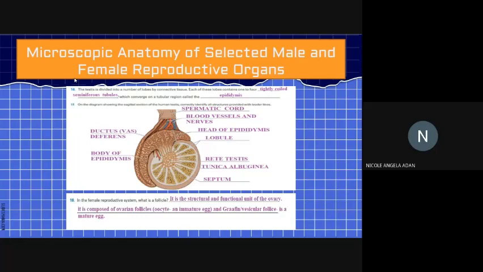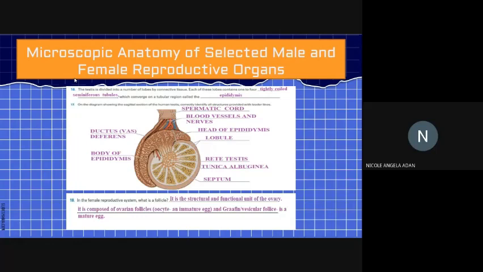Number 17. On the diagram showing the sagittal section of the human testis, correctly identify all the structures provided with leader lines. So we have on the right the spermatic cord, the blood vessels, and the nerves, head of epididymis, lobule, rete testis, tunica albuginea, septum, and on the left we have the ductus vas deferens and the body of epididymis.